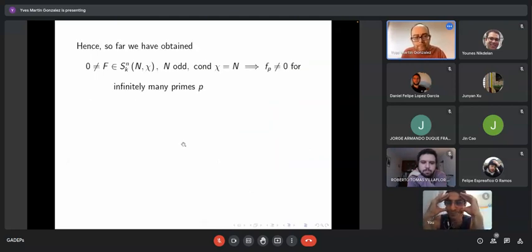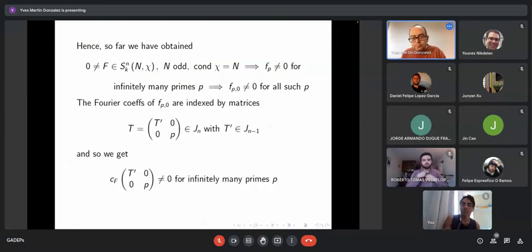So far, what do we have? Big F, a Siegel cusp form of weight k on gamma 0 n, character chi, where n is odd and the conductor of the character is equal to n. It means that it has the Jacobi form f sub p non-zero for infinitely many primes p. We have that. And by the argument that I just told you, for each such Jacobi form, its zeroth theta component, f sub p0, is also different from 0.